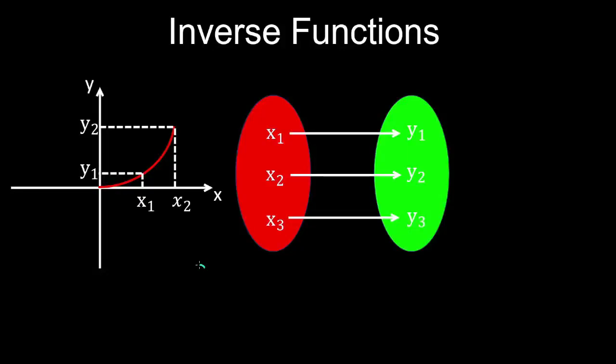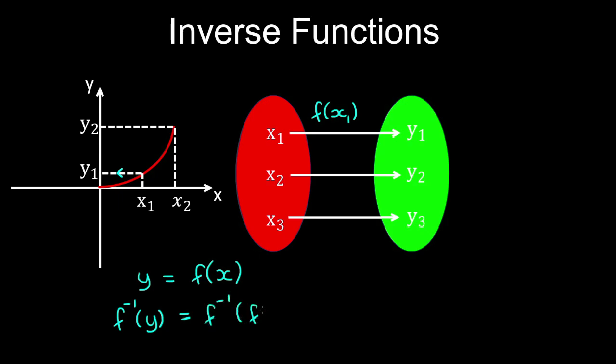A function f takes an input x and returns an output y, which is shown graphically using this curve and also over here. Now to go backwards, we take the inverse of y, which is the inverse of f of x, and that gives us back x. So that's shown over here, and we can also show this graphically over here.